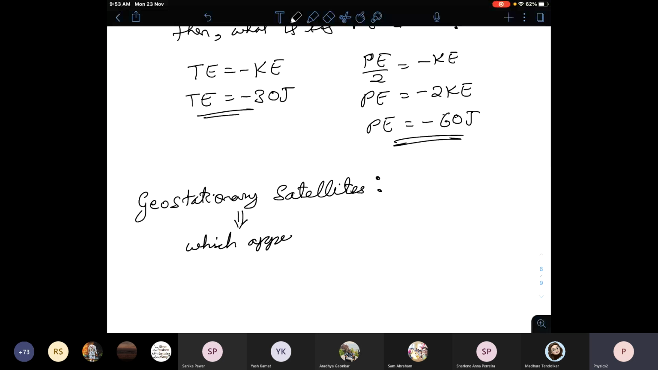appear stationary to an observer on the earth. Stationary to an observer on the earth. That means whichever time you go out and try to observe where the satellite is, it will always be in that location only. It won't move anywhere. That kind of satellite is called a geostationary satellite.